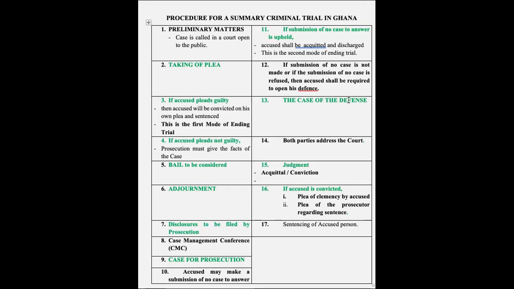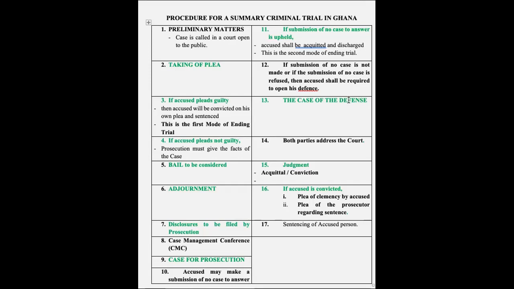What if the accused person pleads not guilty? If the accused person pleads not guilty, he's saying that he's not liable for the offense, he's saying that he's innocent, then the prosecution will proceed to give the facts of the case. "My Lord, on the 13th of December, at about 2 p.m., we saw Kwesi Mensah here doing this and this and this." So he now gives the facts to the court.